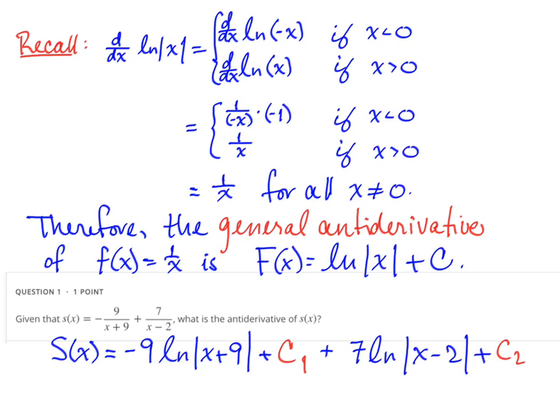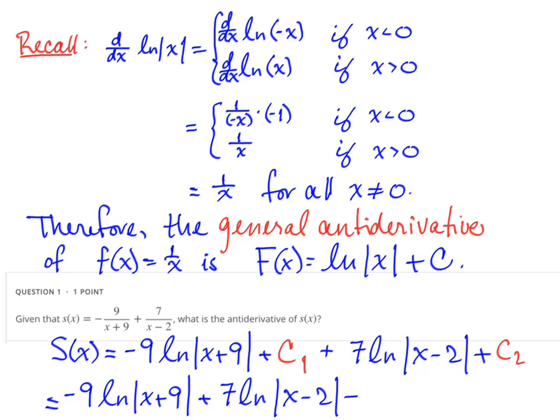And so now to simplify this, I would combine the 2 arbitrary constants because some arbitrary real number plus another arbitrary real number is just another arbitrary real number. So my final answer for the antiderivative would be negative 9 times the natural log of the absolute value of x plus 9 plus 7 times the natural log of the absolute value of x minus 2 plus c.